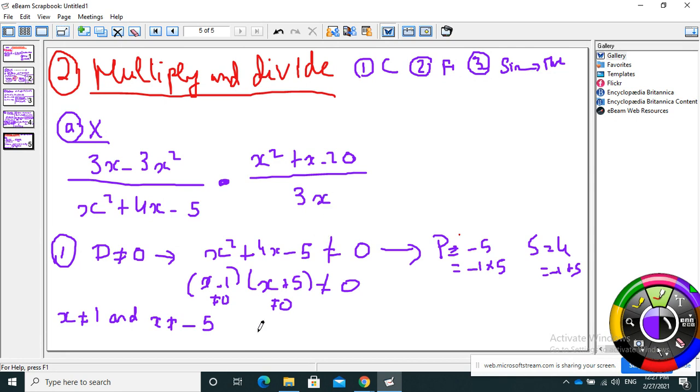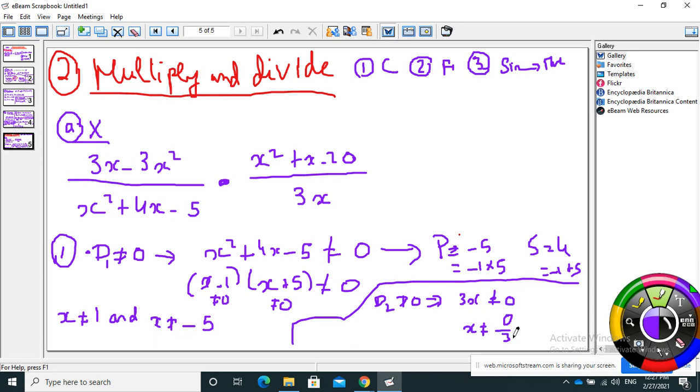For my second denominator, this was denominator 1. Now here, I will do it here because it's easy. Denominator 2 not equal to 0. So it's 3x not equal to 0. I don't need to factor, it's already factorized. So x not equal to 0 over 3, meaning x not equal to 0. I'm done with the condition.